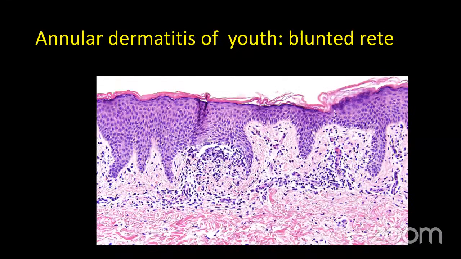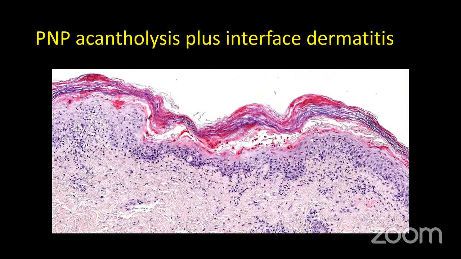Annular lichenoid dermatitis of youth has a very classic blunting of the rete. You can see the base of the epidermis of the rete is completely wiped out, and there's this sort of rhomboid shape or claw shape to the base of the rete. And then sometimes you can have a combination of the interface reaction plus acantholysis. And so here you see some acantholytic keratinocytes. They ball up as they separate from one another, plus the interface reaction. And that combination would put you in the camp of paraneoplastic pemphigus.